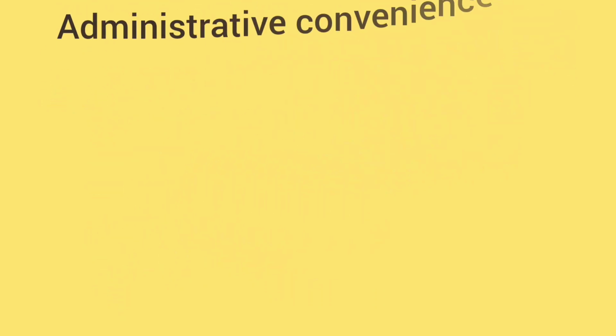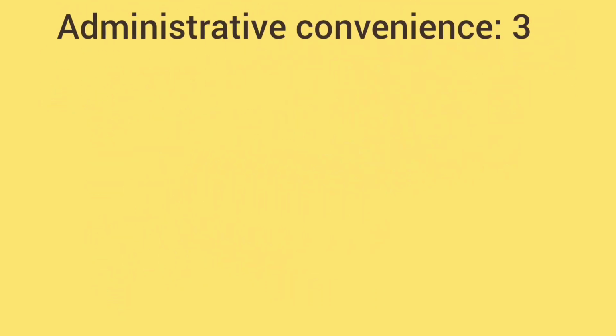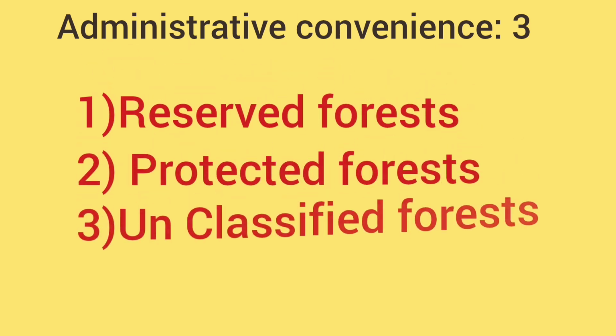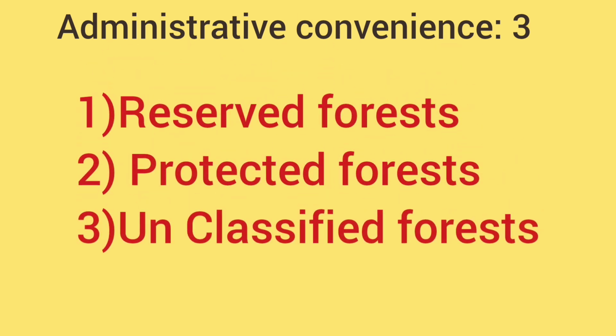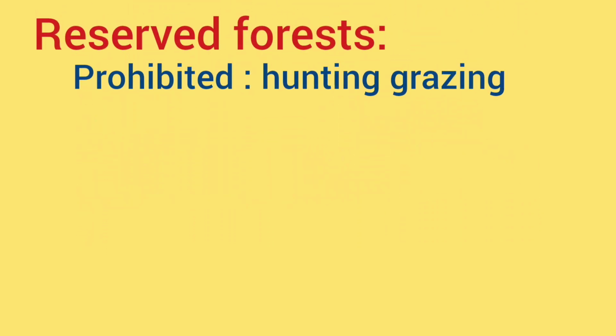For administrative convenience, the Government of India divided forests into three types. They are reserved forests, protected forests, unclassified forests. First one is reserved forests. These are the forests where activities like hunting, grazing, etc. are prohibited and the rights of this land are reserved with the government.